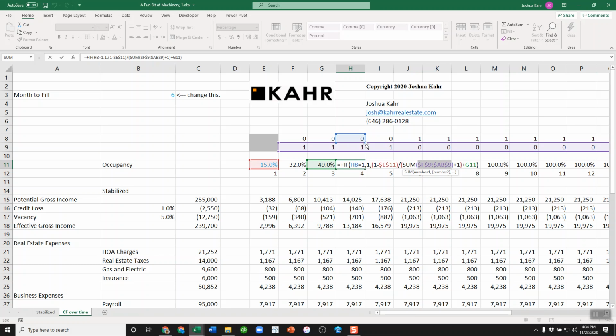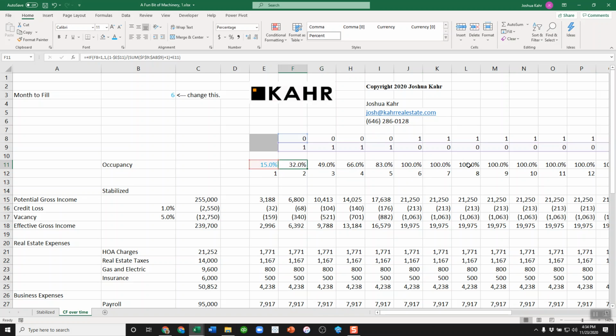Because if I'm starting at 15 in month one and I want to get to 100 in month six, there's going to be five steps between month one and month six. So if you take 85% divided by five and you add to it what's in the prior month, you basically have a rolling average. So this would be 85% divided by 5 plus the 15, which gets you the 32. 85 divided by 5 plus 32, which gets you to 49, 66, 83, 100.